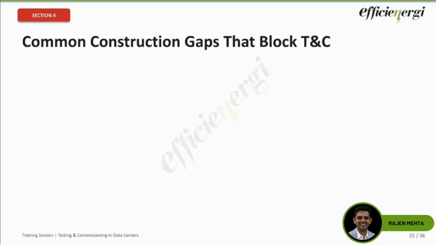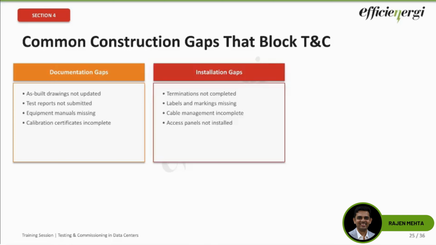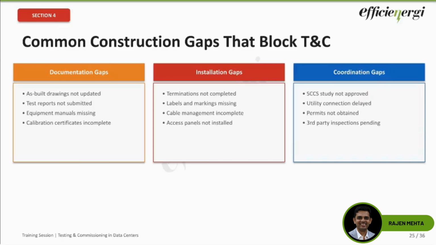Okay. So what are the common construction gaps? Very quickly. Documentation is number one, the first and most important. Construction happens, drawings don't get updated. The TNC team has drawings, they don't match reality, causing confusion and safety risks. Next is installation gaps. Terminations almost done. Test reports are not submitted. Testing was done but the test reports were not submitted. You cannot verify results without testing, without documentation, so it blocks the yellow tag approval.